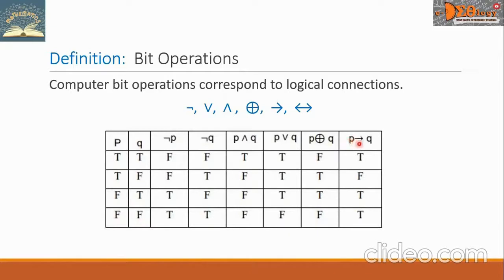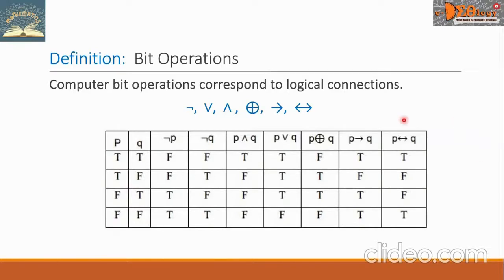Next, P implies Q. This is always true except when the P is T and the Q is F. So we see here, T implies T is T. T implies F is F. F implies T is T. F implies F is T.